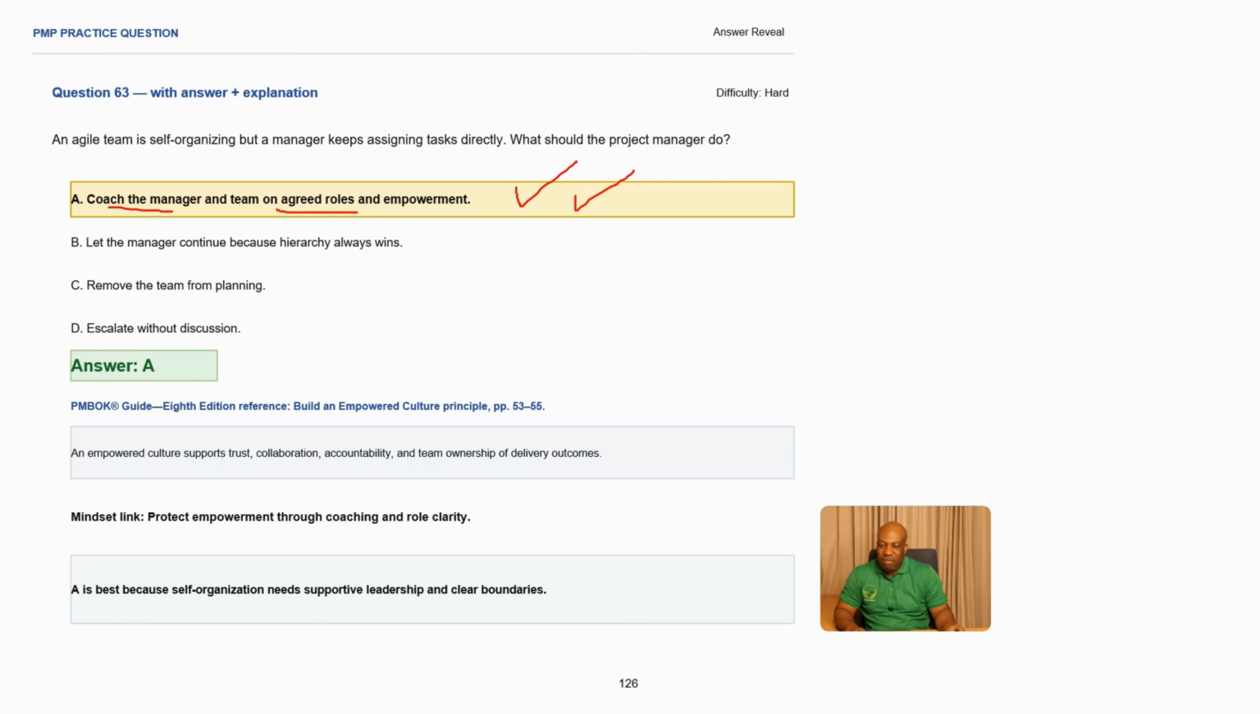What is our reference to our PM book? We have the build an empowered culture principle. You get it on page 53. What does it say? An empowered culture supports trust, collaboration, accountability, and team ownership of delivered outcomes. Right? The best mindset that you can also apply in this scenario is protect empowerment through coaching and also role clarity. So this is a very important mindset. If you are protecting empowerment through coaching, then it makes A the best answer in this particular scenario using that mindset. Making A the best answer because self-organizing needs support, leadership, and also clear boundaries. Making A the best answer in this scenario.